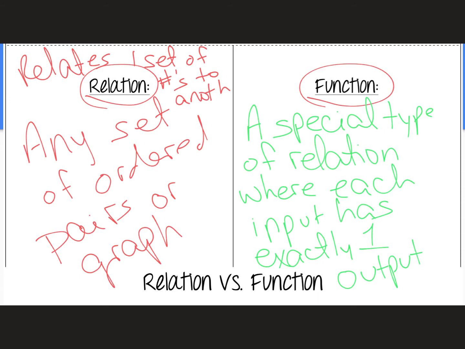A relation, again, is any set of ordered pairs. It relates one set of numbers to another. Sometimes you'll see them on graphs, sometimes you see the ordered pairs, sometimes you see them in tables. A function, on the other hand, is a special type of relation. Each input has one output.